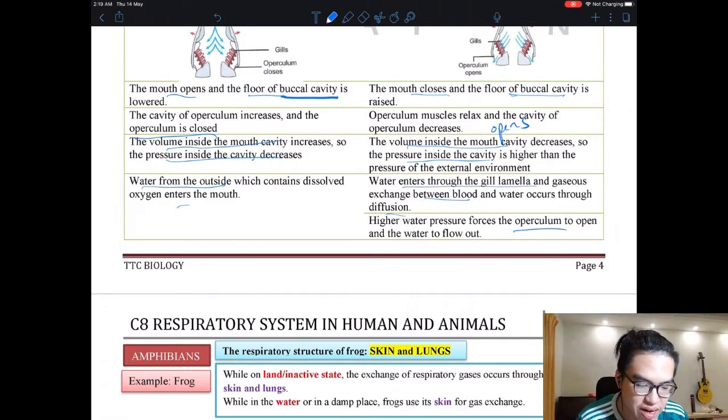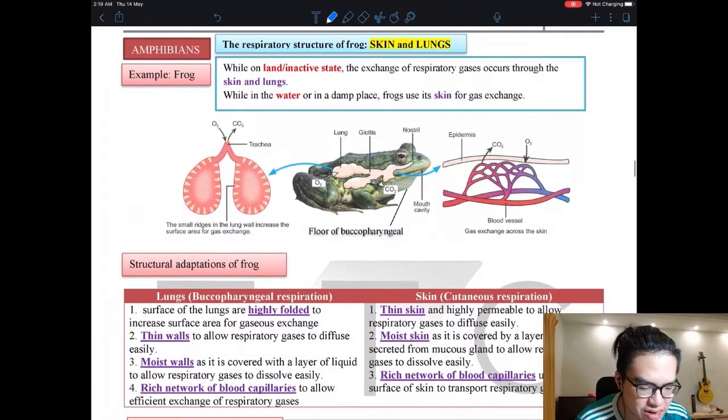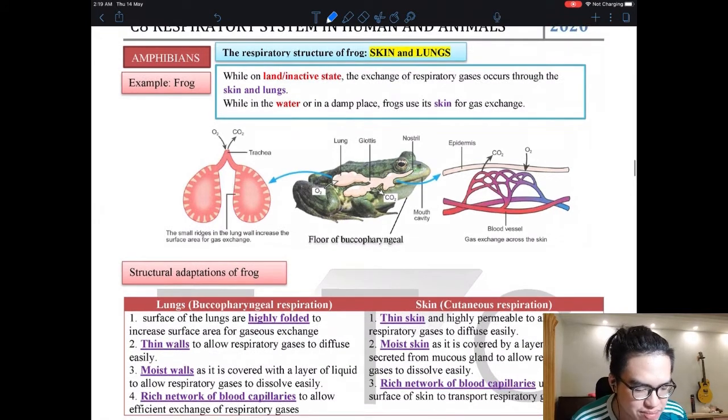All right, let's look at amphibians. You have really learned this in Form 3 as well. While on land, they use lungs like us, and then in water they use skin. A lot of students will say, sir, isn't this very unfair? They have two, we have one.